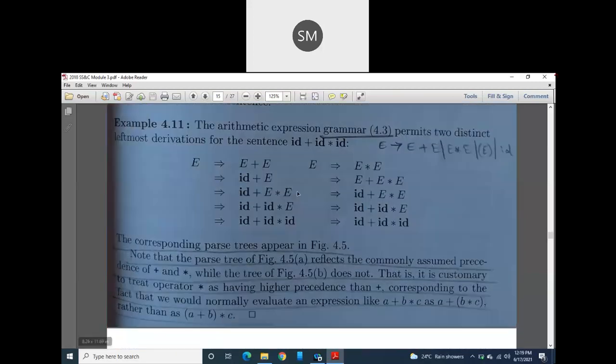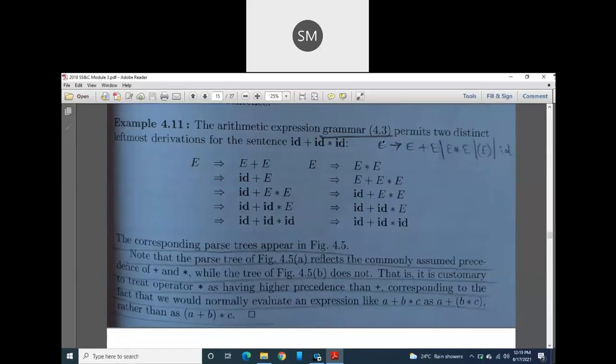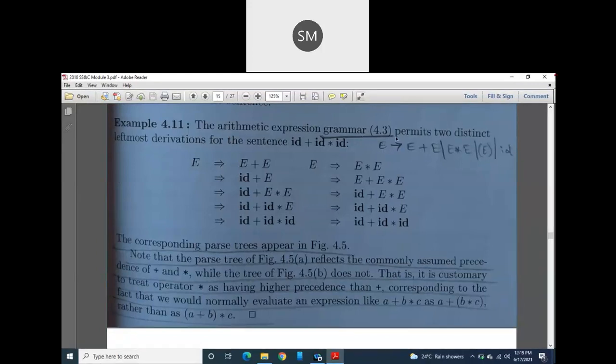The grammar for arithmetic expressions that we have written in equation 4.3, for your reference, once again I have written here, guys. You should also keep a practice of writing all these equations in your class notes. So once again, I have written this 4.3 grammar here with pencil. Why have I written this grammar? For arithmetic expressions. Here, E is yielding E plus E, E star E, parenthesized E and identifier.